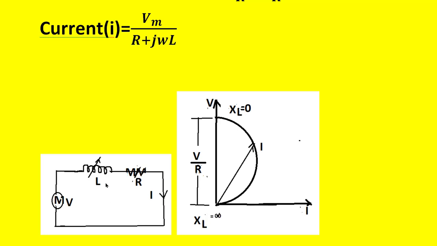Suppose the inductive reactance is more than 0 but less than infinity, in that case we get the R value and L value present. So in an inductor, the current lags the voltage by 90 degrees. But whereas in a resistor, current is in phase. So only the resultant will flow through the circuit.